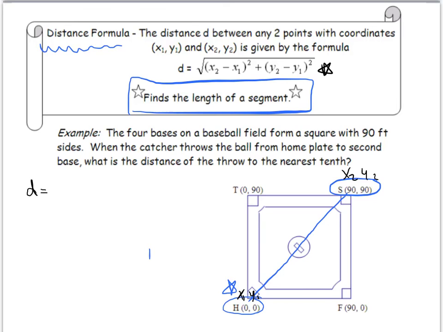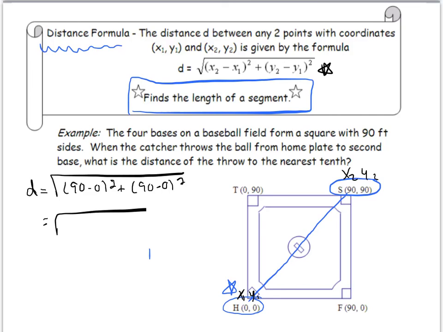So the distance is the square root. Let's do x2 minus x1. My x2 over here is 90. My x1 over here is 0. So that's going to be 90 minus 0 squared. And then y2 minus y1. y2 over here, y1's over here. So 90 minus 0 again. Order of operations, what comes next? You should know that you should do your parentheses first. So 90 minus 0 is just 90 squared plus 90 squared.